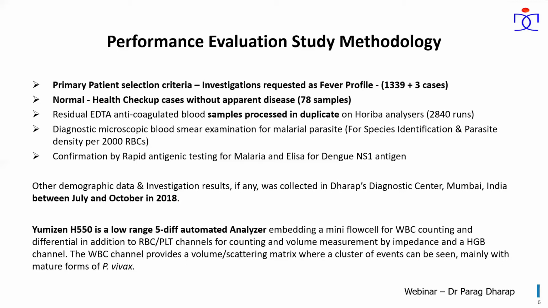Yumizen H550 is a low-range 5-part differential automated analyzer embedding a mini flow cell for WBC counting and differential counting, in addition to RBC and platelet channels for counting and volume measurement by impedance, and a hemoglobin channel. As you had seen previously, the WBC channel provides a volume by scattering matrix where a cluster of events can be seen, mainly with mature forms of P. vivax.